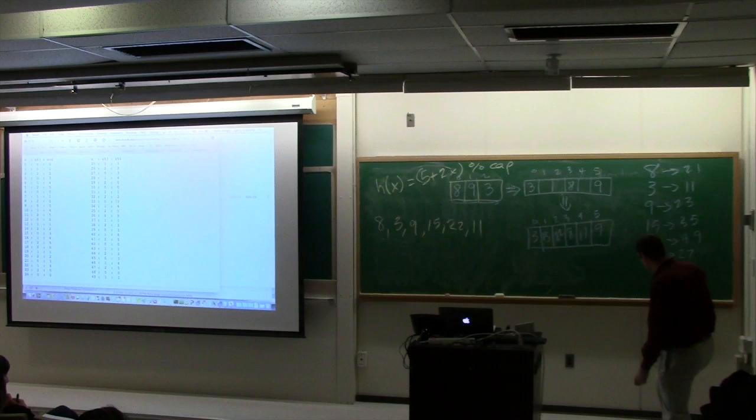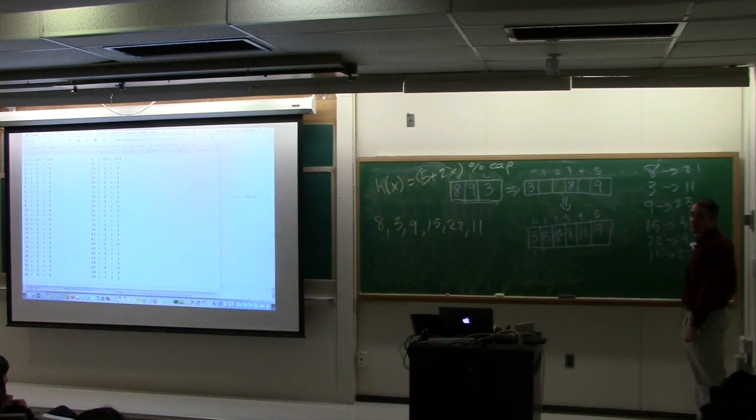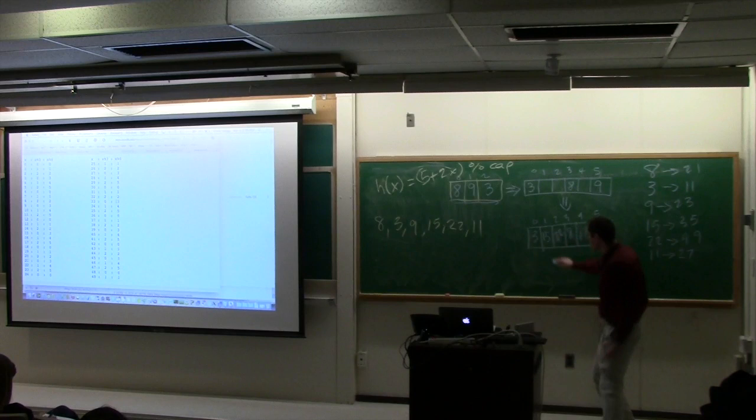You hash the value you're looking for. 22's hash value is 49, and then? Mod capacity. Mod capacity, OK, so 49 mod 6 is 1. So we should look for it there. And if it's not there, we'd run through the next one, right?